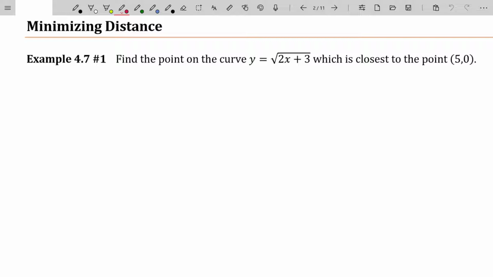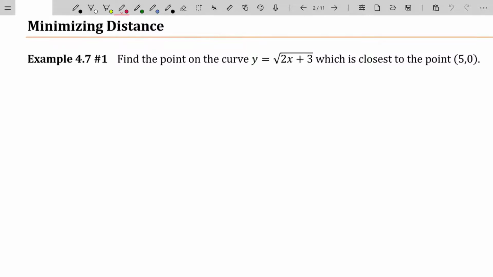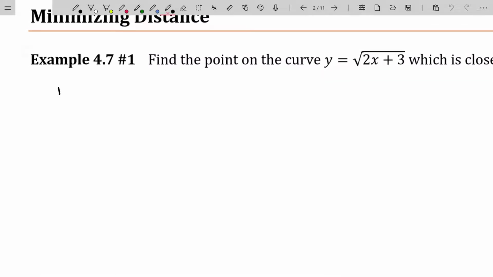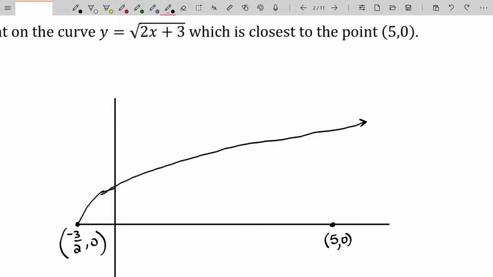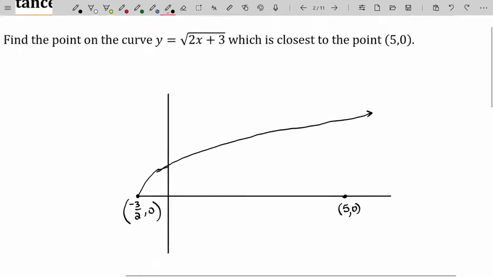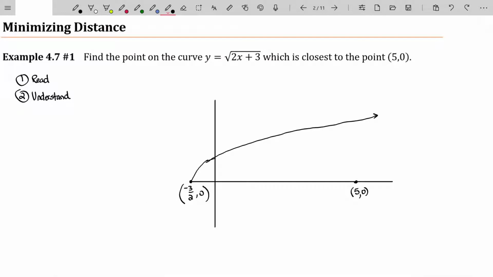So how do you tackle this? I've read the problem, so let me go ahead and write out those steps. To understand the problem, I should probably draw a picture just to help myself really get an idea of what's going on here. So there I have drawn the curve. That's a square root curve. It's shifted to the left slightly. And there's the point that we want to get close to.